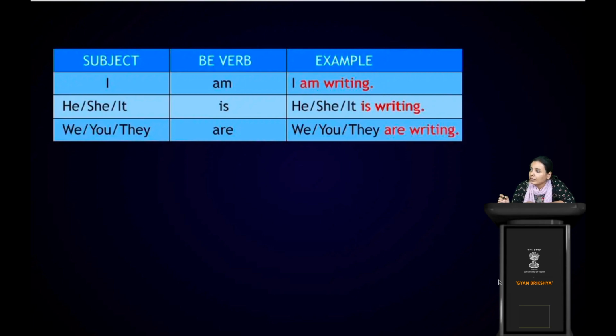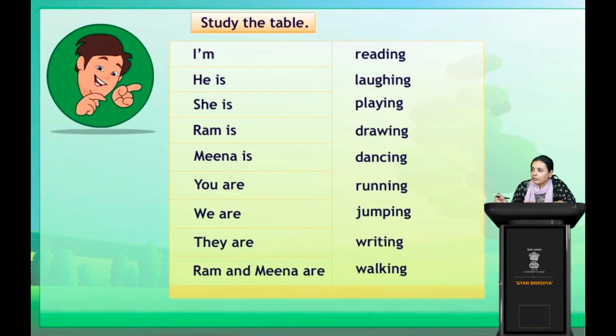Reading, laughing, playing, drawing, dancing, running, jumping, writing, walking. So I am reading, he is laughing, she is playing, Mina is dancing, you are running, we are jumping, they are writing, Ram and Mina are walking.